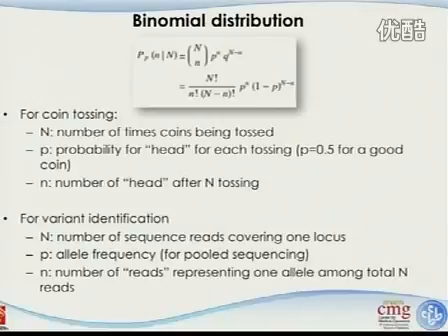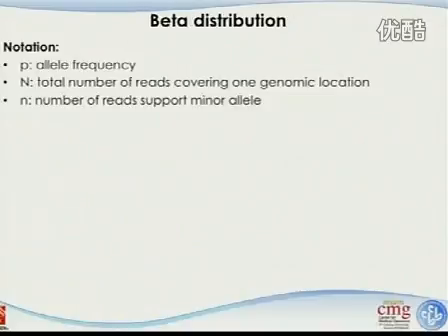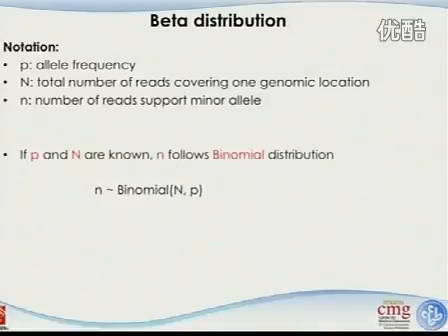So if you think it through, this is exactly the same type of problem, right? That's why the binomial distribution is helpful. But what happens when there's a beta distribution? What is that? So go back to our question here. P is the allele frequency, n is the total number of reads, and this small n is the number of reads supporting the minor allele.